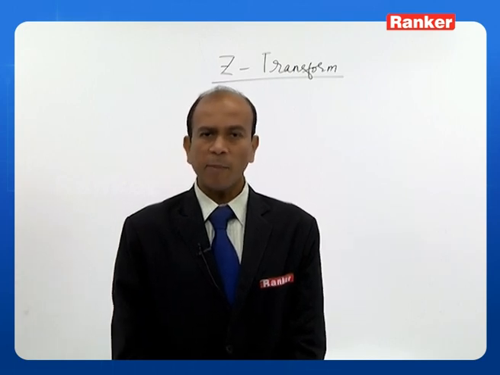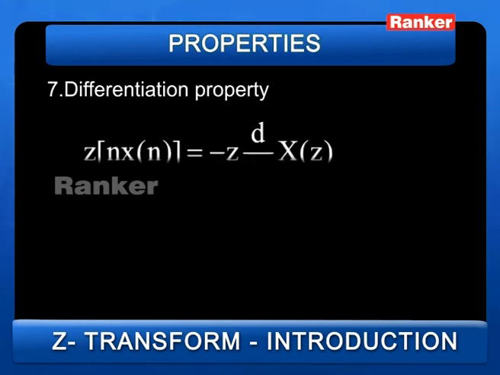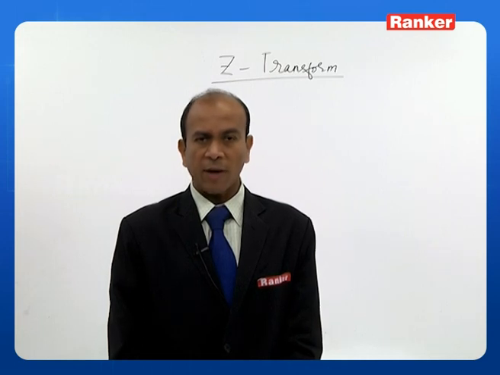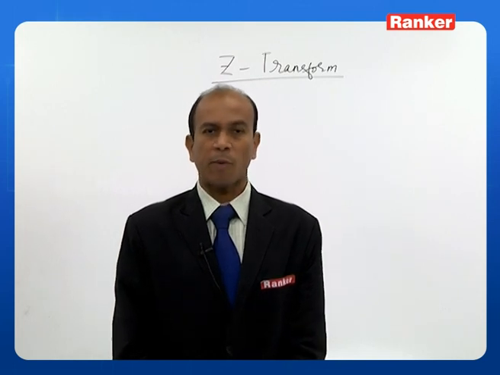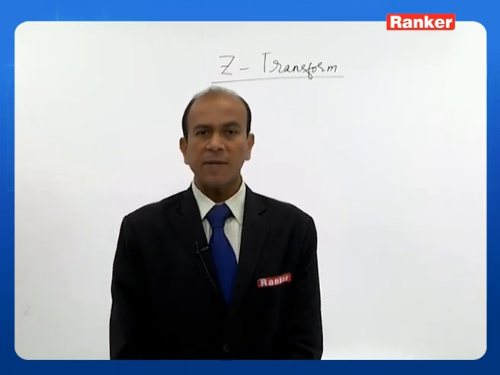Let us see the seventh property, it is called as a differentiation property. So, z of n x of n is equal to minus z d by dz of x of z. So, this is the differentiation property, that is z of n x of n is equal to minus z d by dz of x of z. This is called as the differentiation property, and is property number 7.